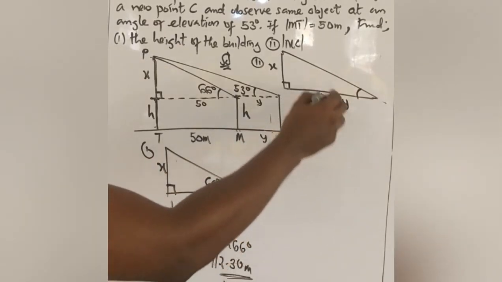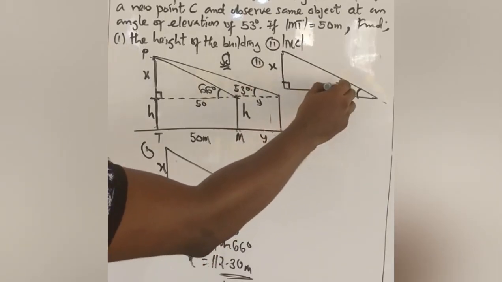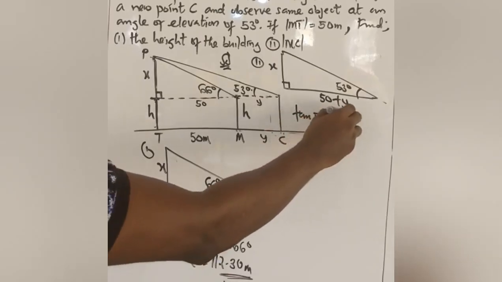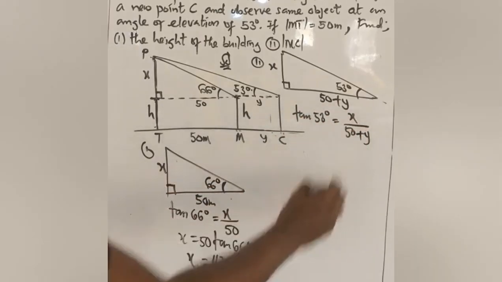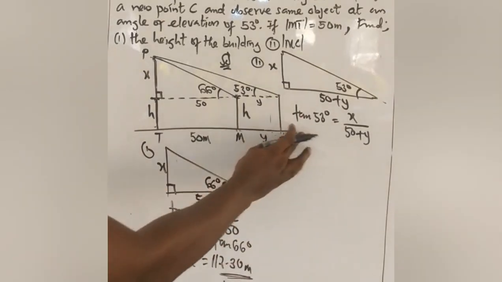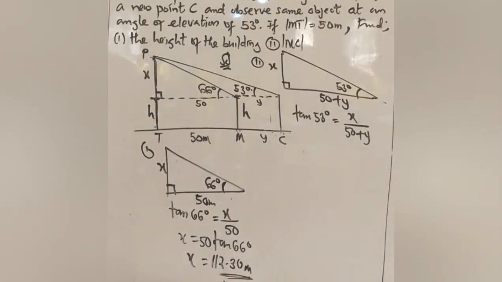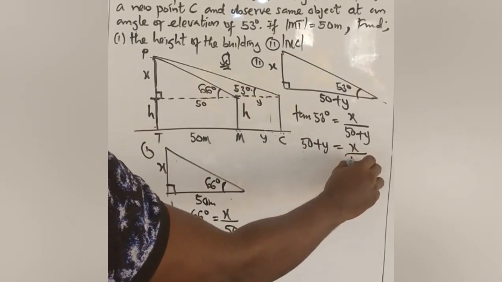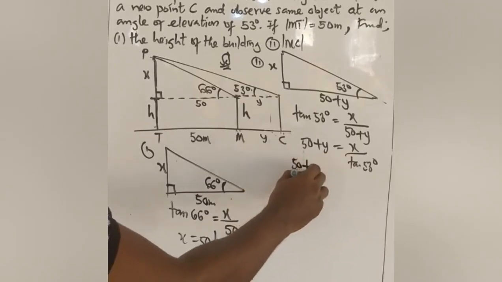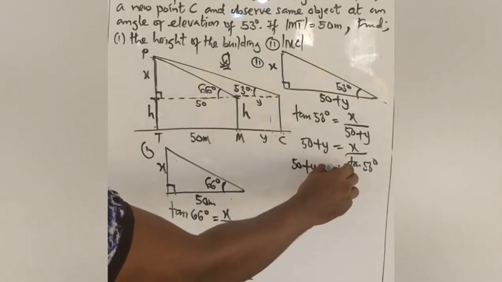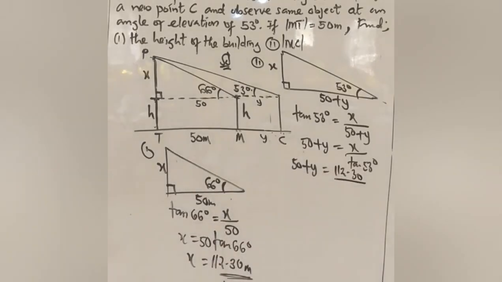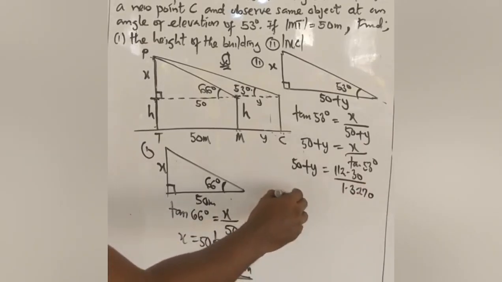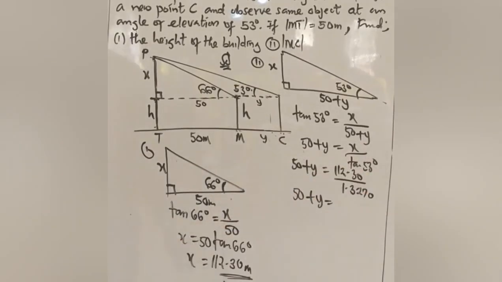The angle here is given to be 53. So opposite over adjacent. So that's tan 53, which is what? x over 50 plus y. In decimal, what is tan 53? 1.327. You can switch this way. x is 112.30 and tan 53 is 1.3. From here, 50 plus y equals, let's divide.